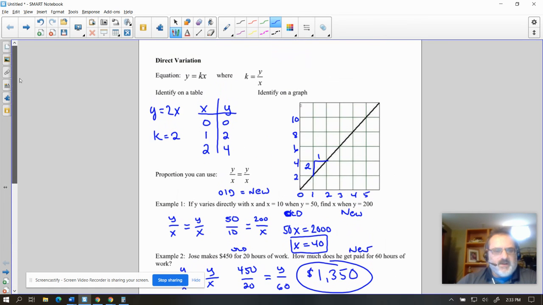One other thing I should point out is how to tell direct variation from a table. If you come back up here, the way you can tell direct variation from a table is every y divided by every x is the same number. So if I divide every y by x, I get 2 divided by 1, that's 2. 4 divided by 2 is 2. See how it's the same number? And 3 would be 3 times 2 is 6, and 6 divided by 3 is 2.